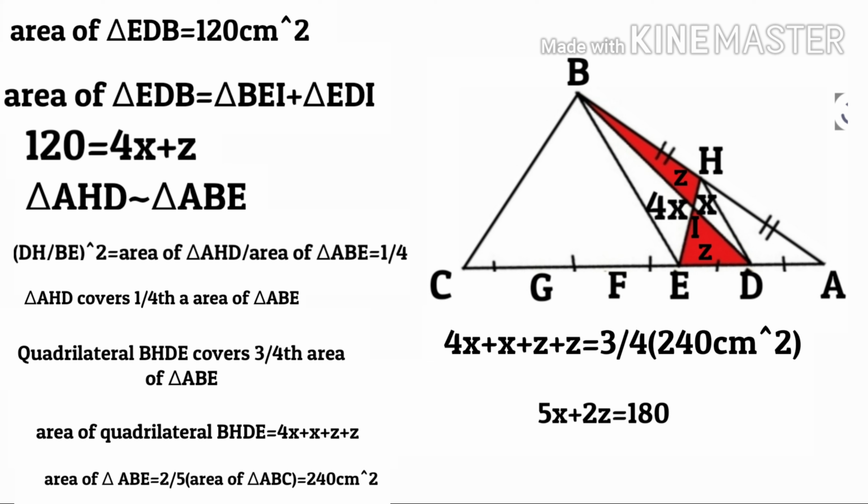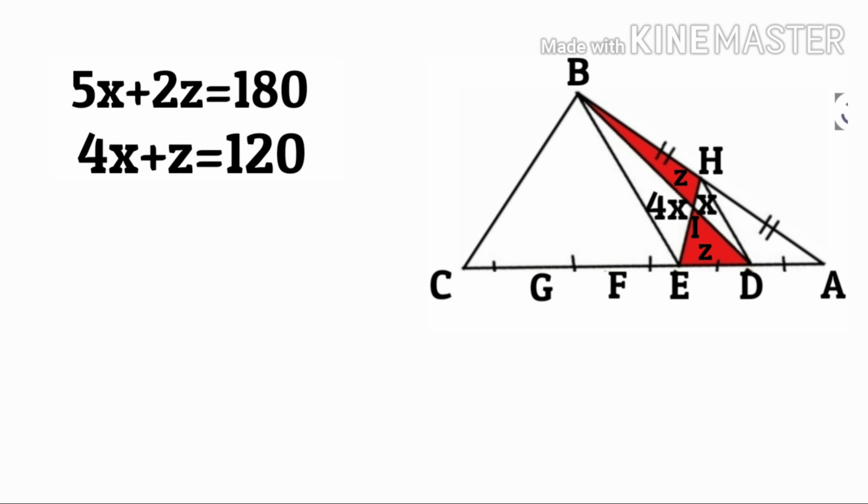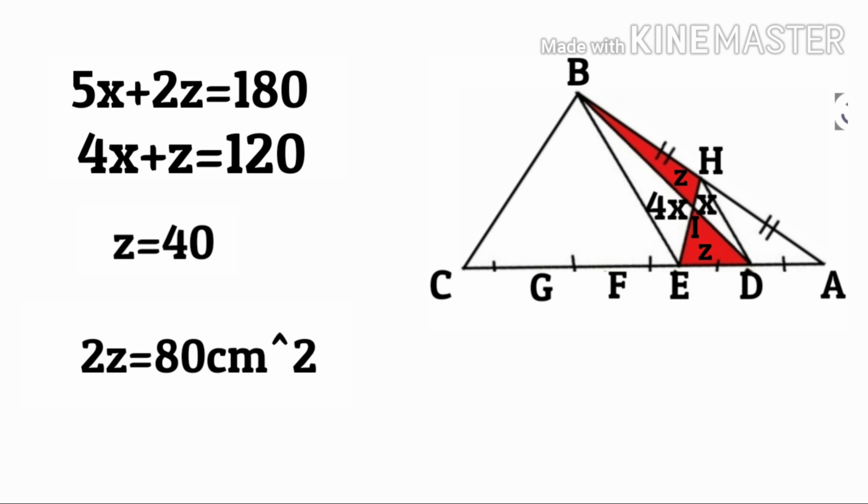Now, we have two equations. First is 5x plus 2z is equal to 180 and the second one 4x plus z is equal to 120. Solving the equations, we get z is equal to 40 and therefore 2z is equal to 80 centimeter square, and that's the area of the shaded region.